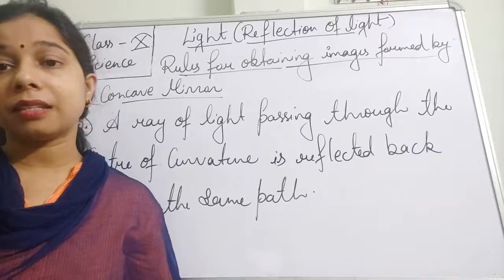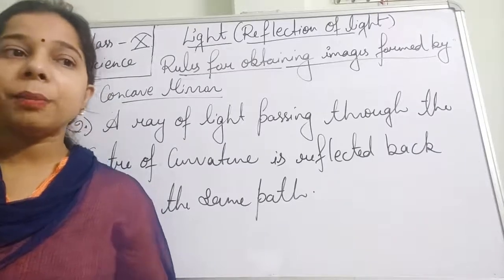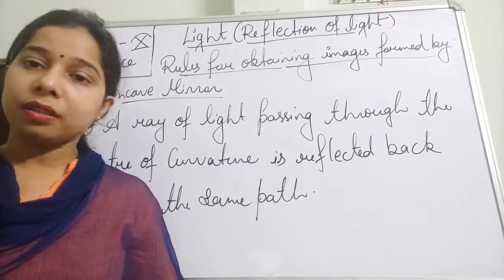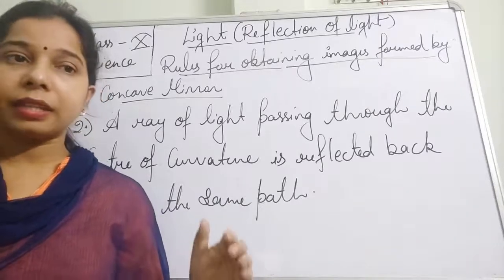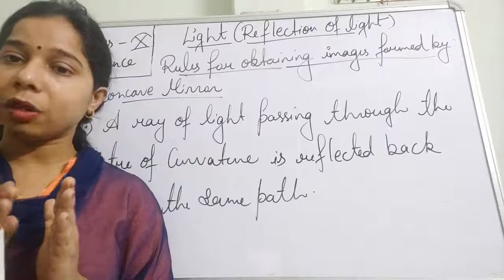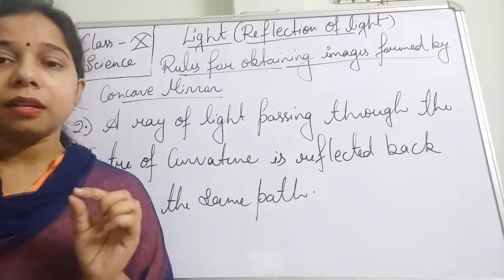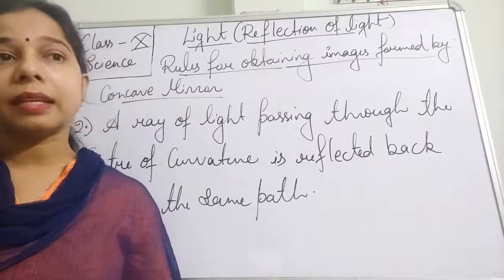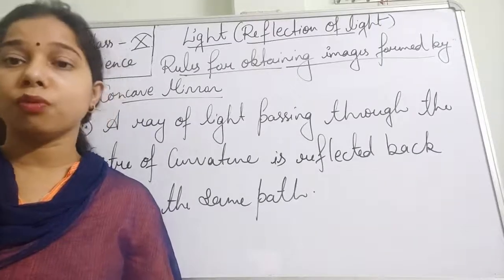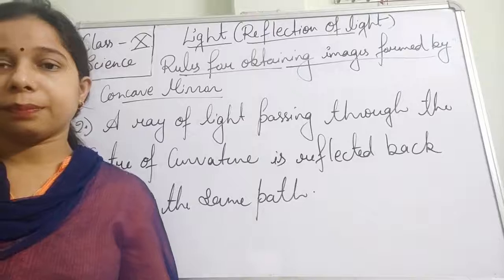So in a concave mirror, when a parallel beam of light falls on the surface of the concave mirror, the beam of light converges together and they converge at a point that is called the principal focus. So we can say that the concave mirror is a converging mirror.